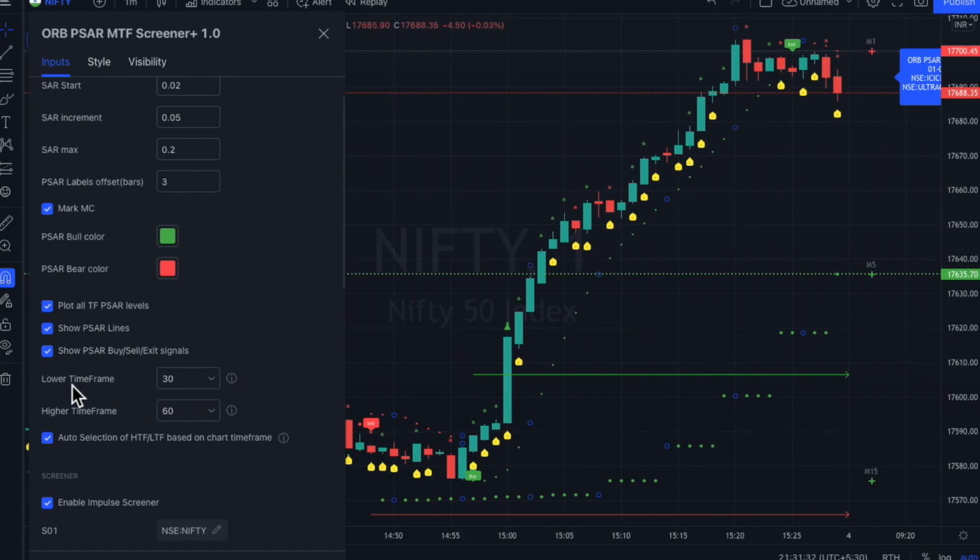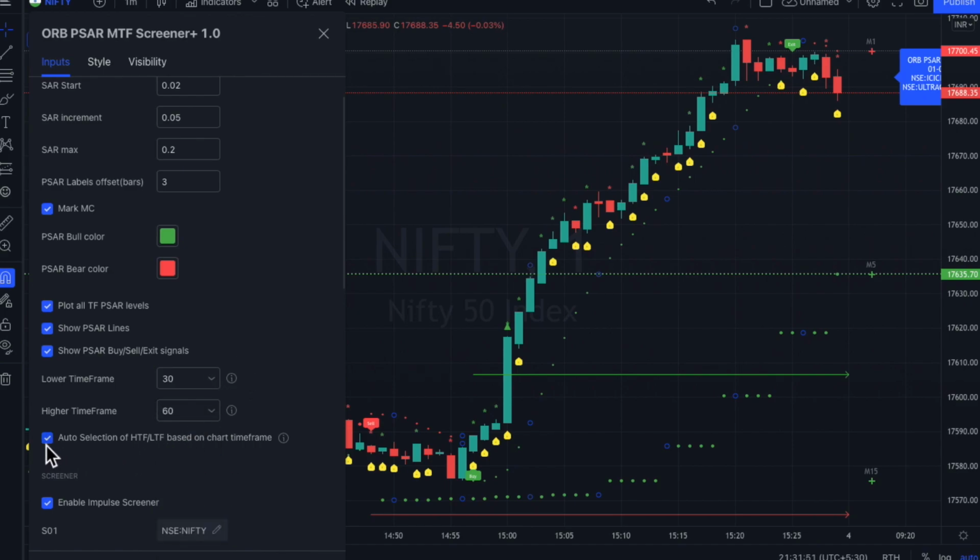And then of course you can define the 2 time frames that you want this to work. Right now by default it is selected as 30-60. You can actually change it to 1 minute, 15 minutes. You can change it to 1 minute, 5 minutes. You can configure it as per your requirement.